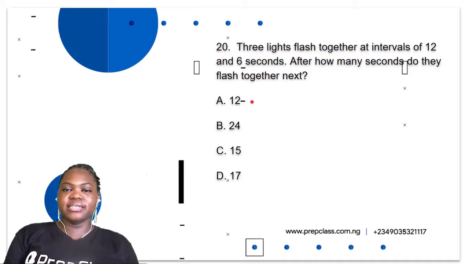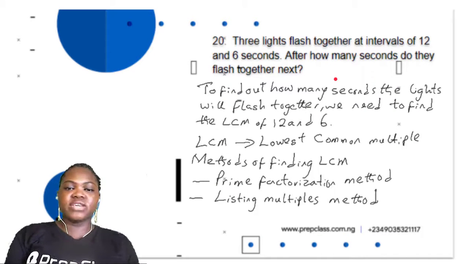Now, number 20, which is the last question in this video. Three lights flash together at intervals of 12 and 6 seconds. After how many seconds do they flash together next? This question is very easy. To find out how many seconds the lights flash together next, all we have to do is to find the LCM of 12 and 6 seconds. LCM means lowest common multiple.